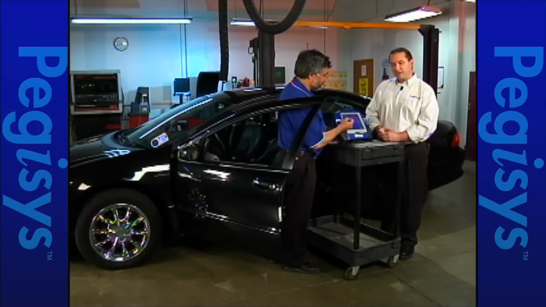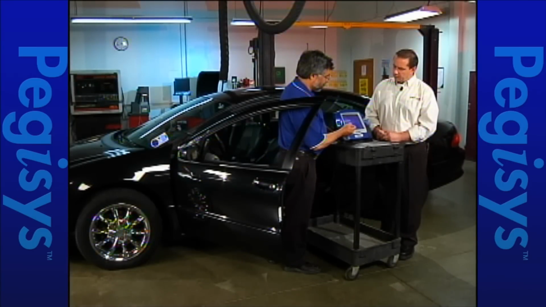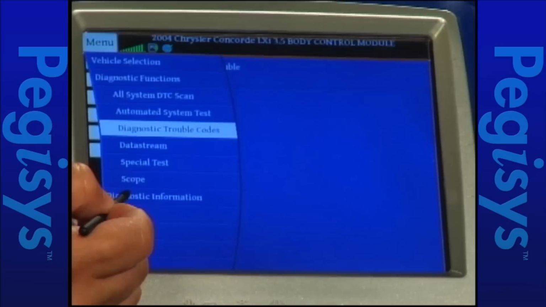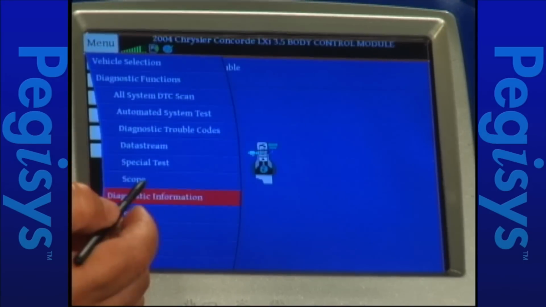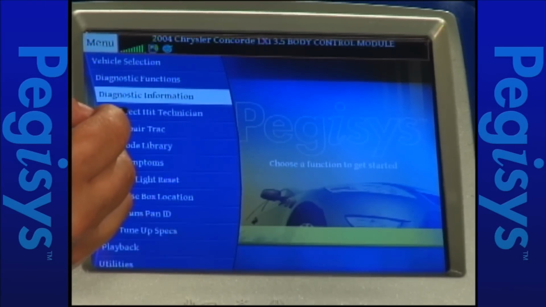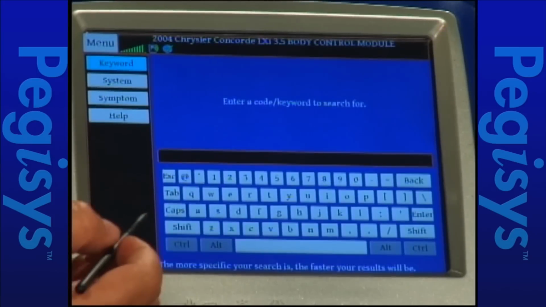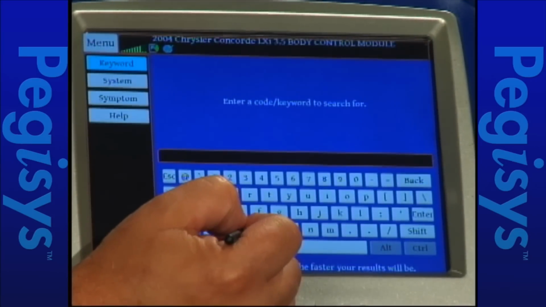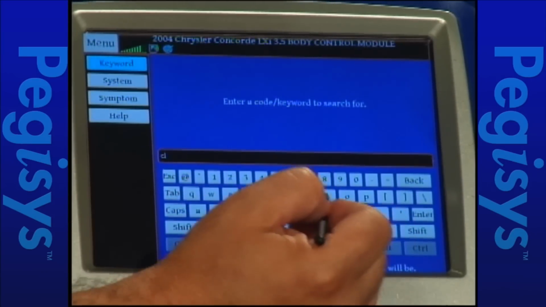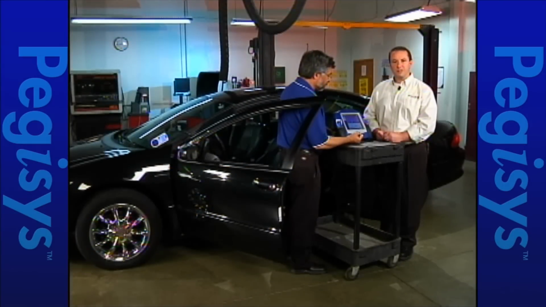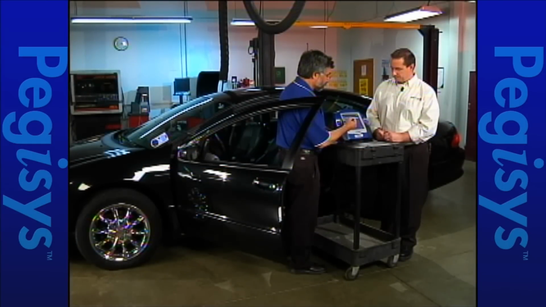We have another way to find a little bit more information that I want to show you today. We're going to go back to the main menu screen, click on the Diagnostic Information button, and then go to the Direct Hit Technician. Now what we're going to be doing is putting in a keyword of climate control, and we're going to see what pieces of information we can pull up from the Direct Hit Technician program.